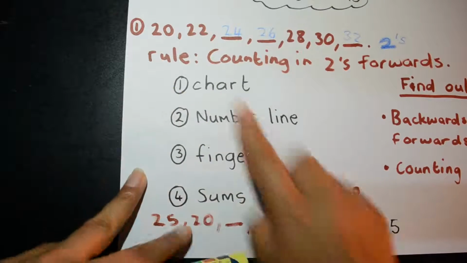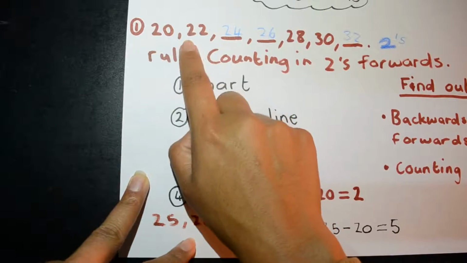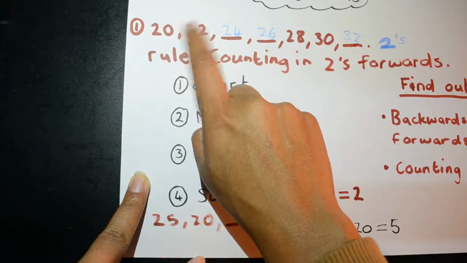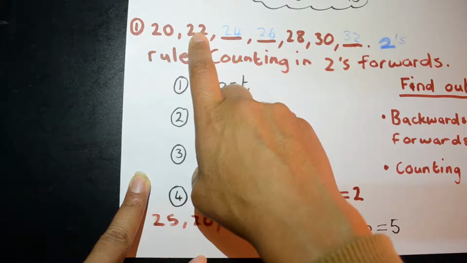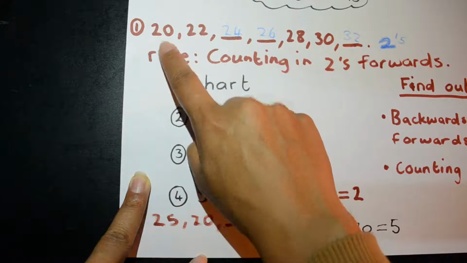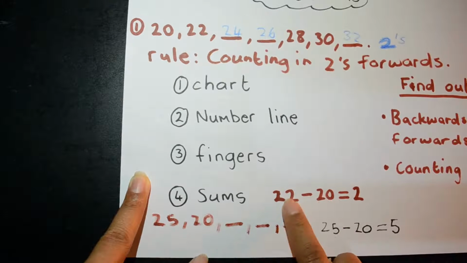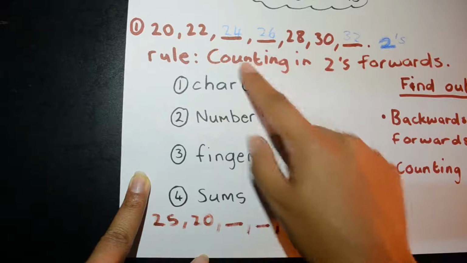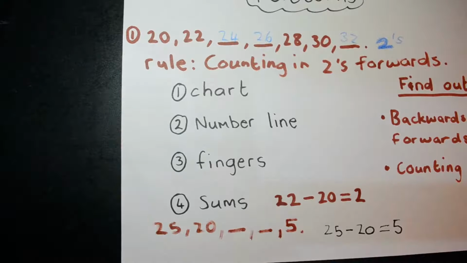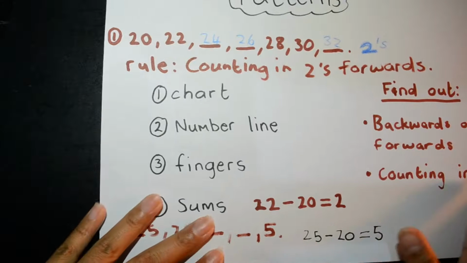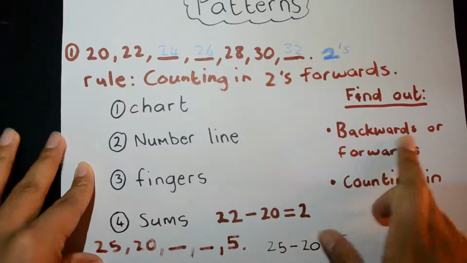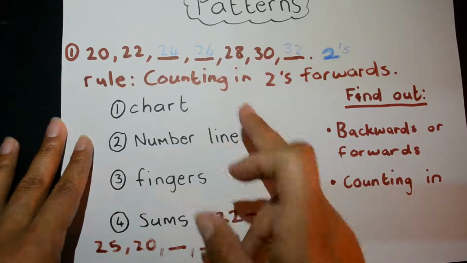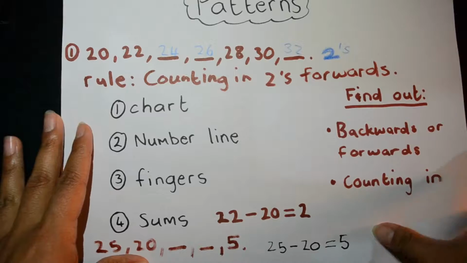Same as this one. We looked for the two numbers that are next to each other, which were 20 and 22. Between these two numbers, the biggest number here was 22. It's more. So I put 22 first, and then I put 20. And 22 minus 20 gives you 2, so that means it's counting in twos. So remember, the first thing to find out is to see if it's going backwards or forwards, and then you can see what it is counting in, using your chart, number line, fingers, or sums.